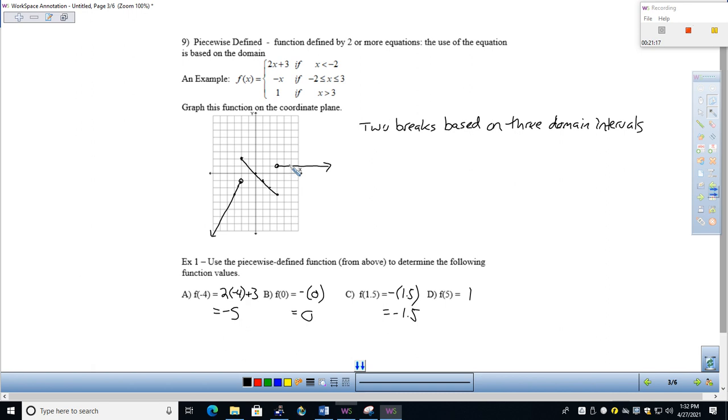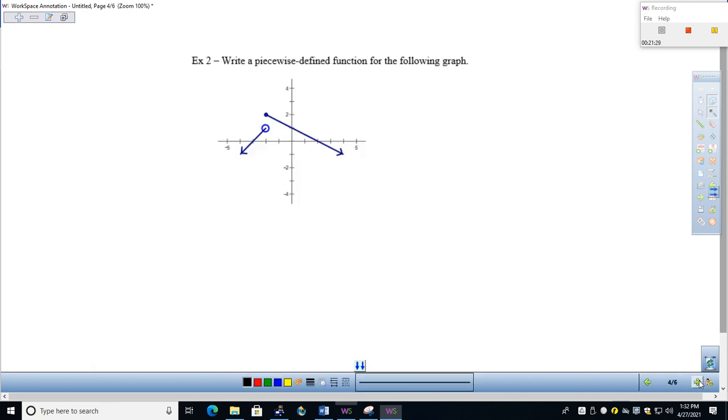Excellent. Let's move on to example 2. So now let's just reverse it. I give you the graph, you give me the single function broken up into however many parts. So one thing I would write, and I think this is helpful, there's one break in the graph. So 2 domain intervals, and I'll show you how I think of this as I begin to write the function. So one break, so 2 domain intervals.